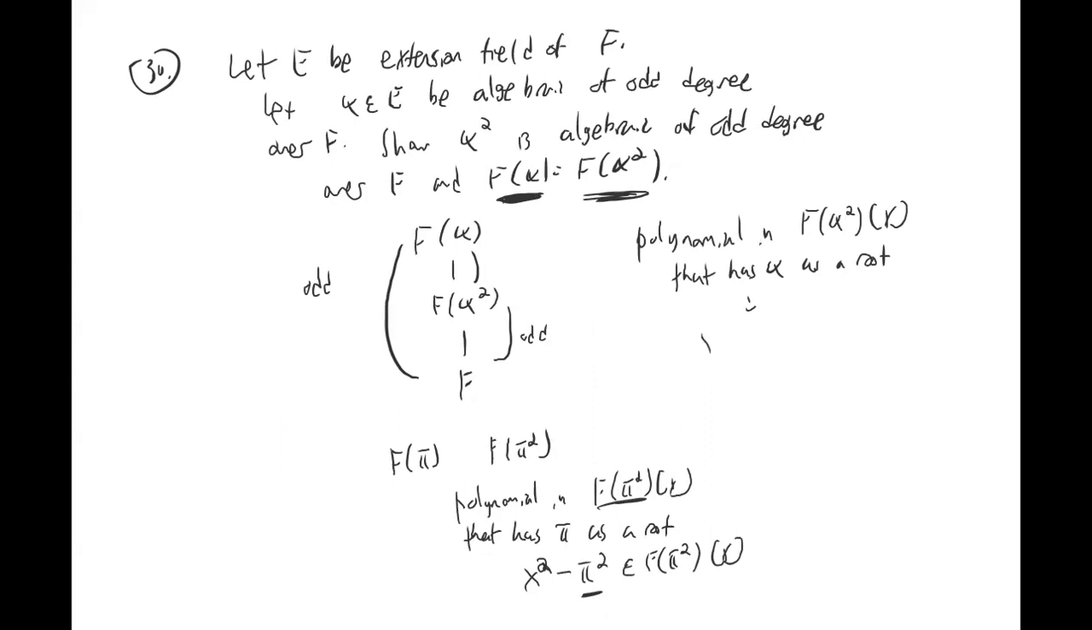Yeah, it's this, right? This thing has alpha as a root, and it's a polynomial in here, right? So I know that this thing is at most 2, because maybe this is not irreducible, it's reducible, in which case it's 1, but I know it's 1 or 2, right? So this is 1 or 2.